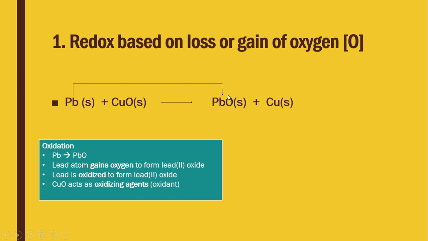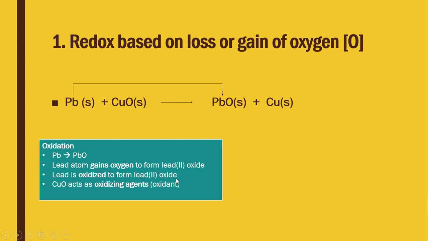After the reaction it becomes lead 2 oxide. Okay, you can see the equation, right? So here we can describe lead metal, or lead atom, gaining oxygen to form lead 2 oxide. Looking from here, there is no oxygen. After the reaction it becomes PbO, which means lead has gained oxygen. So we can say in other words, lead is oxidized to form lead 2 oxide.